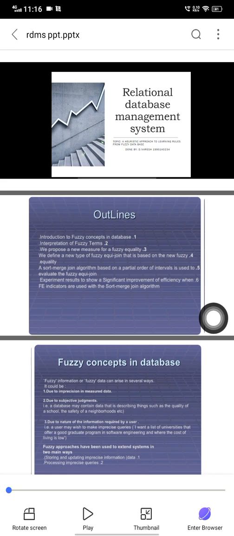Here, the subject is about a relational database management system. The topic is the heuristic approach to learning rules from fuzzy database. Let's discuss in the present seminar. It was introduction to the fuzzy concepts in database.